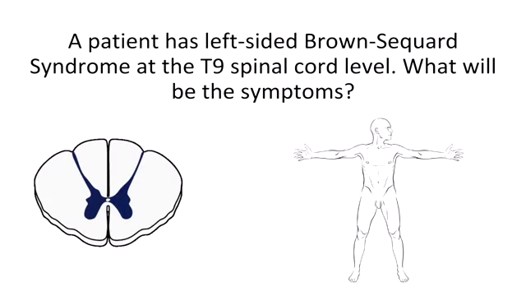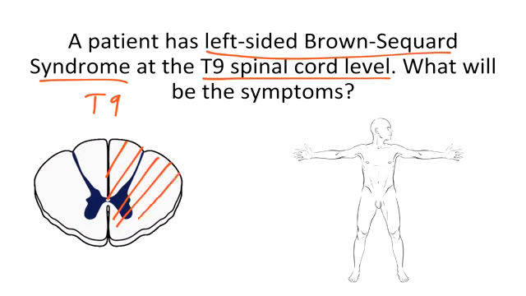So let's say a patient has left-sided Brown-Séquard syndrome. This is at the T9 spinal cord level. What will be the symptoms? Okay, so here we have a cross-section of the T9 spinal cord, and this portion would be totally damaged. And that's what Brown-Séquard syndrome is. It's a complete hemisection of one side of the spinal cord. And so this is the patient's left, hence left-sided Brown-Séquard syndrome.